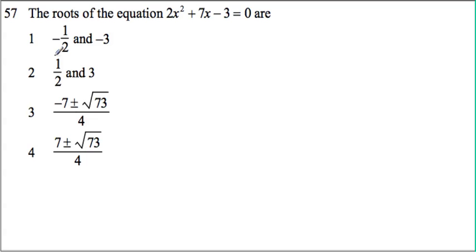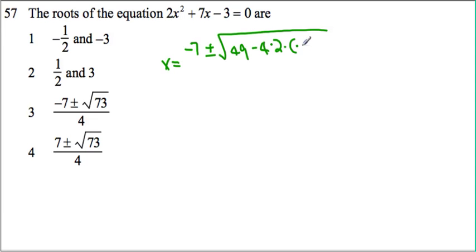Let's look at number 57. Find the roots of the equation. So what are we going to do? We can use the quadratic formula. x equals negative 7 plus or minus the square root of b squared, which is equal to 49, minus 4 times a, which is equal to 2, and times c, which becomes negative 3, all over 2 times 2, which becomes 4.